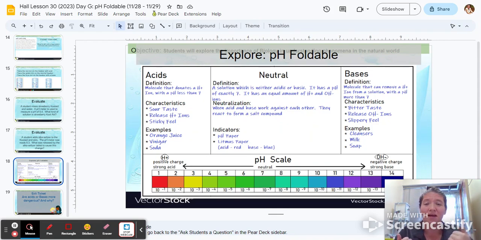Now, in the center, we have our neutrals. For our neutrals, a solution that's neither acidic or basic, it has a pH of exactly 7. So not even a tiny 6.999 is an acid.